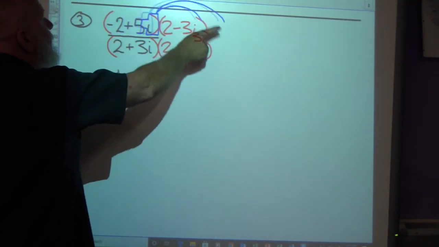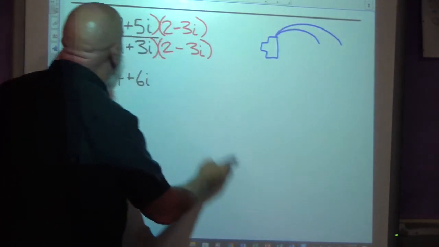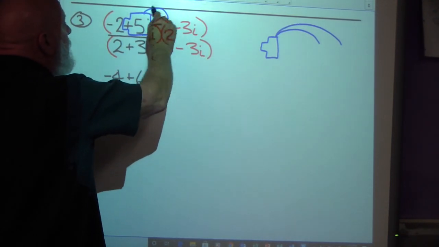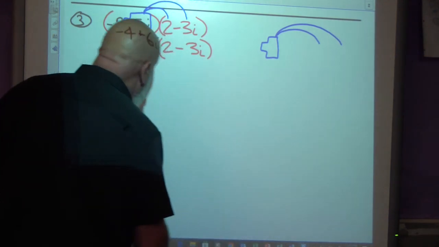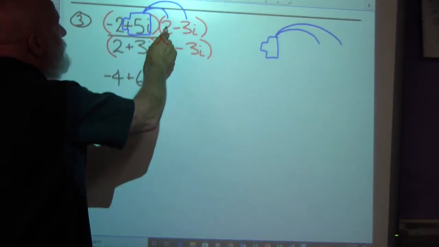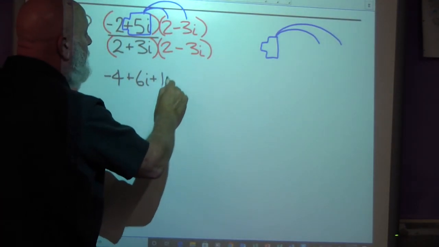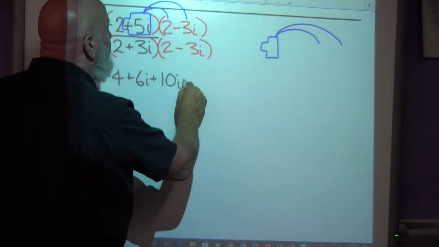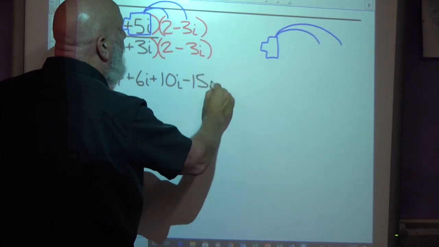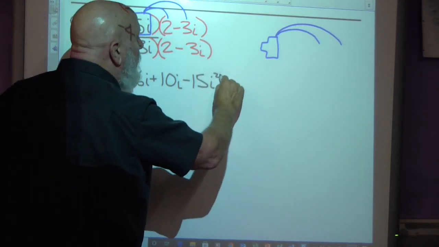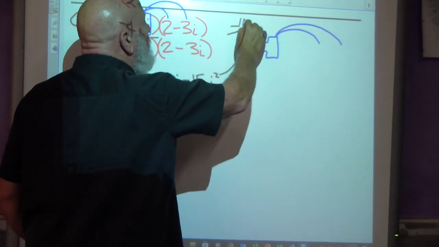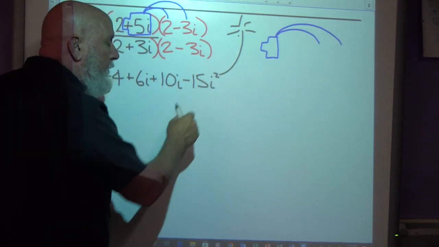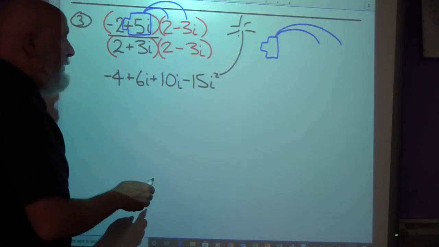Then I'm going to take this positive 5i and distribute it. And this will give me 5i times 2 is positive 10i, and 5i times negative 3i is negative 15 i squared. And again, whenever I see i squared, a little flare goes off in my head, because when I rewrite this, this is going to be negative 15 times negative 1. I'm going to call it positive 15.